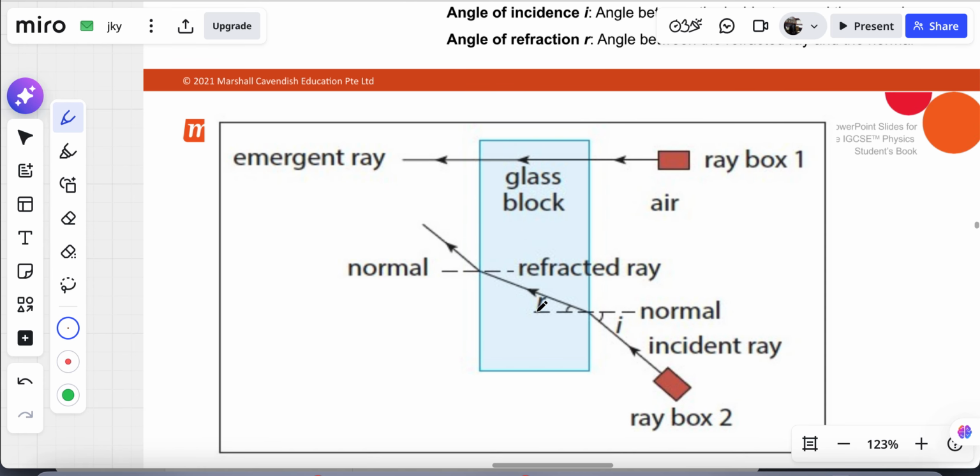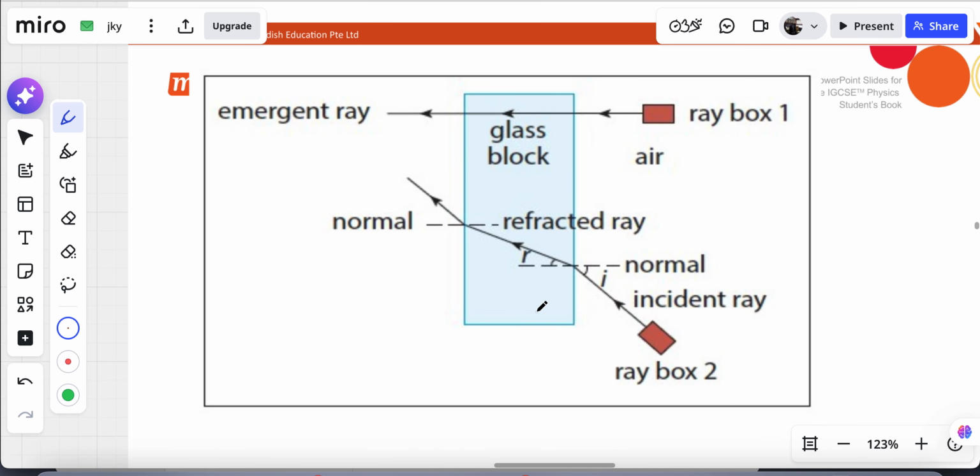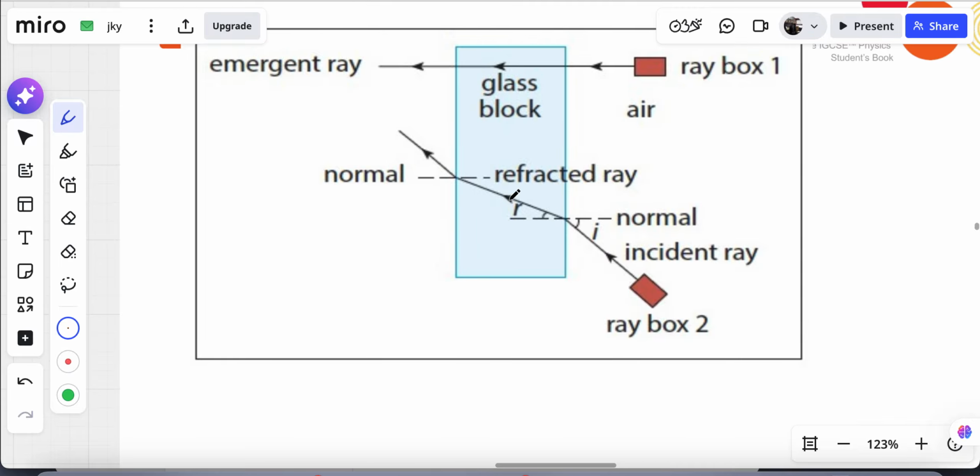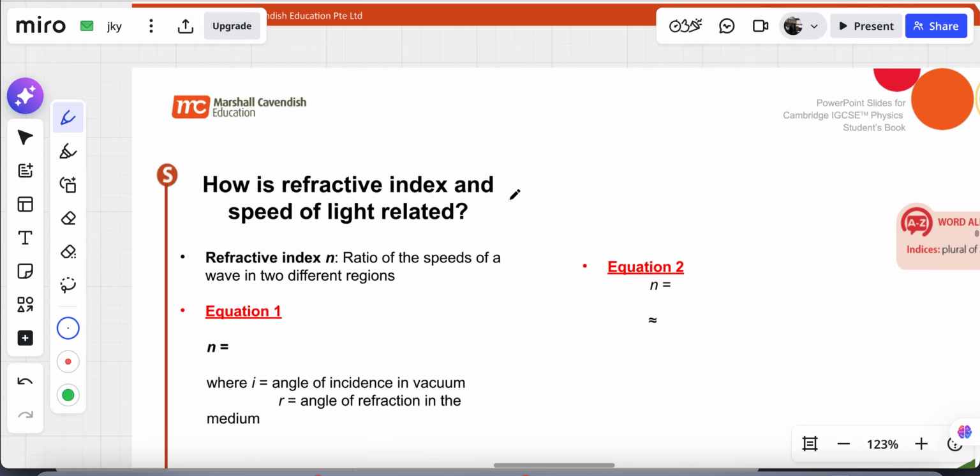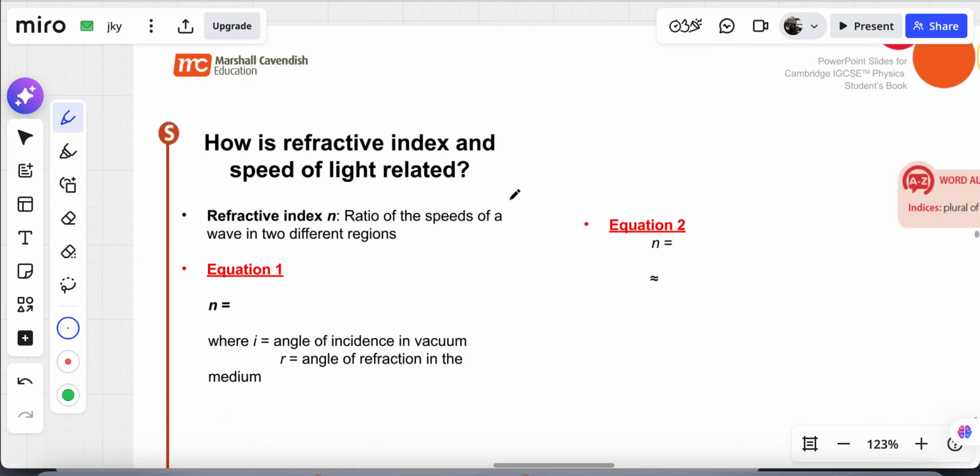Let's move on. This is the experiment trying to show you. You have two ray boxes, one through the normal, which shows the undeviated ray as it comes out, and the other at a certain angle that forms all the angles, so you get the incident angle, refracted angle, the emergent angle and emergent ray. In paper 6, you'll be able to explain this experiment in case you're asked. Now, how are refractive index and the speed of light related?